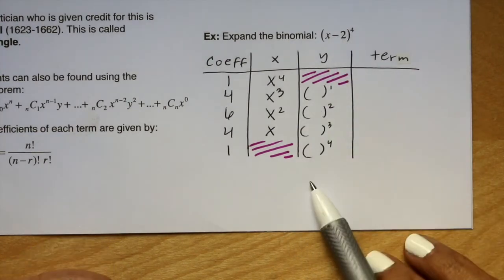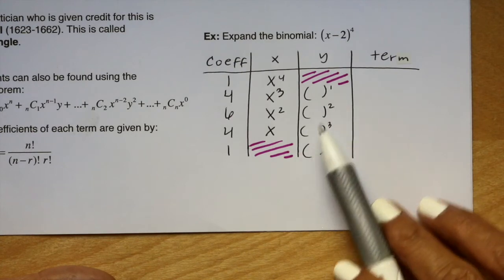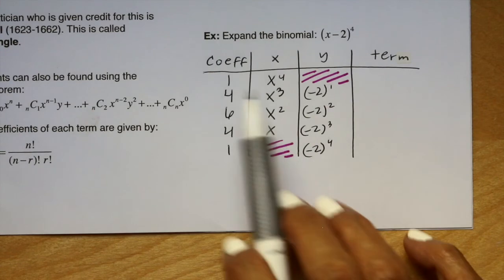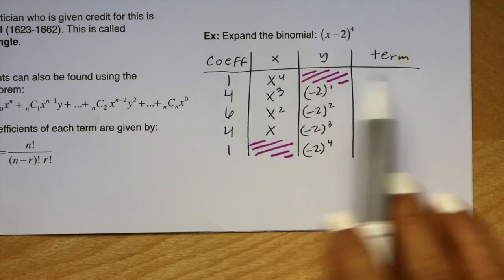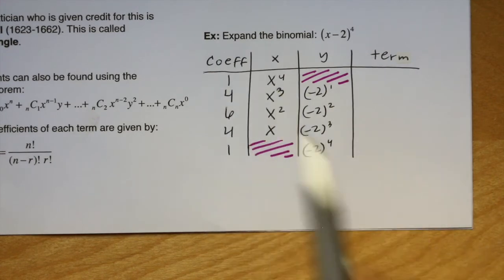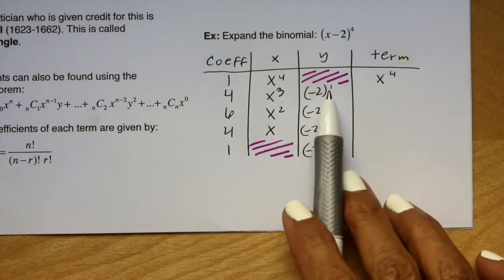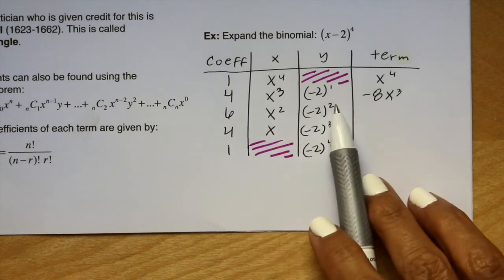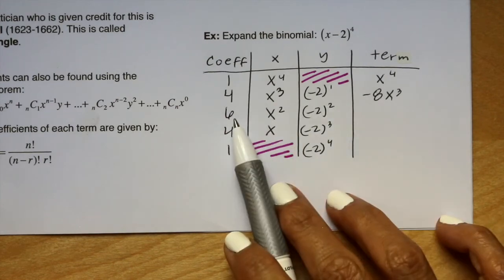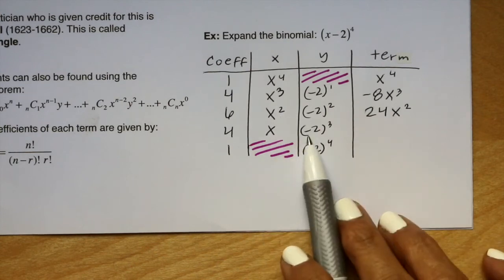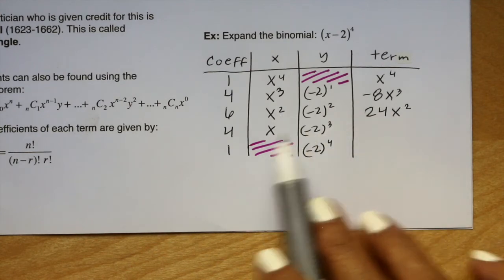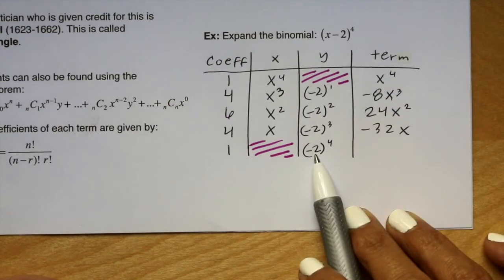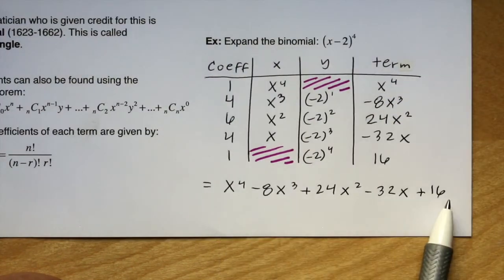So first I like to just put parentheses for the y to the 1, y to the 2, y to the 3, y to the 4, and next I'm going to fill in negative 2 for all of those y's. At this point, we're going to multiply across to get the terms. 1 times x to the fourth makes x to the fourth. 4 times x cubed times negative 2 to the 1 makes negative 8x cubed. When we multiply this row, negative 2 squared makes 4. 4 times 6 is 24x squared. Right here, negative 2 to the third power is negative 8, times 4 is negative 32x, and finally negative 2 to the fourth is 16. So here's our binomial expanded out.